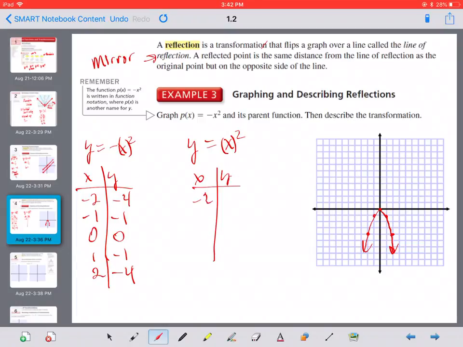Now we can graph the parent. -2, -1, 0, 1, and 2. -2 squared is 4. -1 squared is 1. 0. 1 squared is 1. 2 squared is 4. So -2, 4. -1, 1. 0, 0. 1, 1.